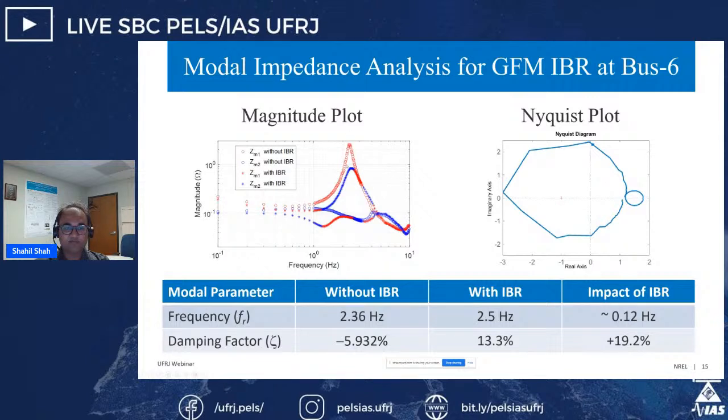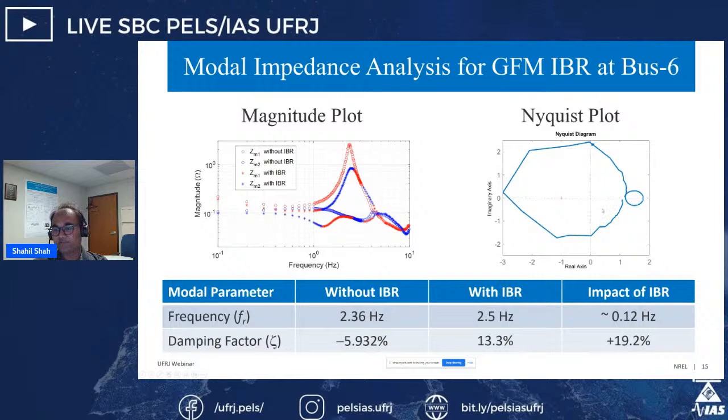From modal impedance analysis, we can find out the resonance frequency with or without the IBR. For example, with the IBR, which are these asterisks, we see it is 2.5 hertz, and without the IBR, it is 2.3 hertz. We can also find out the magnitude of damping depending on how peaking these modal impedance responses are. With the IBR, we see 13.3%, and without the IBR, we see 5.9%. But these modal responses will only tell you the magnitude of damping. They will not tell you whether the damping is negative or positive.